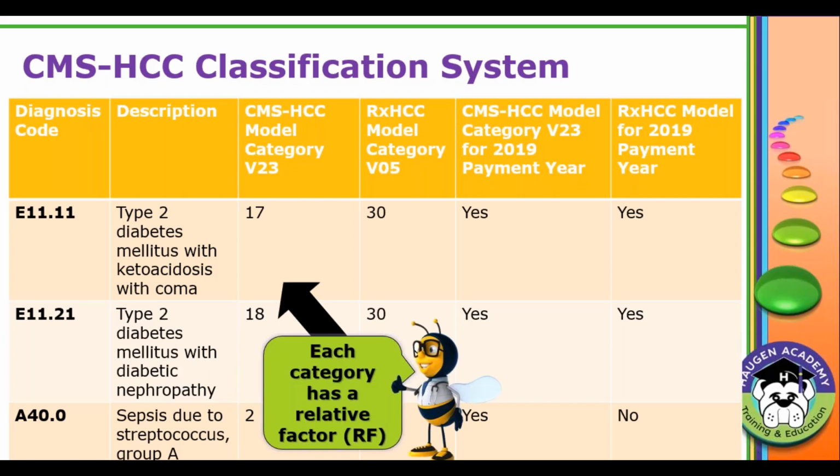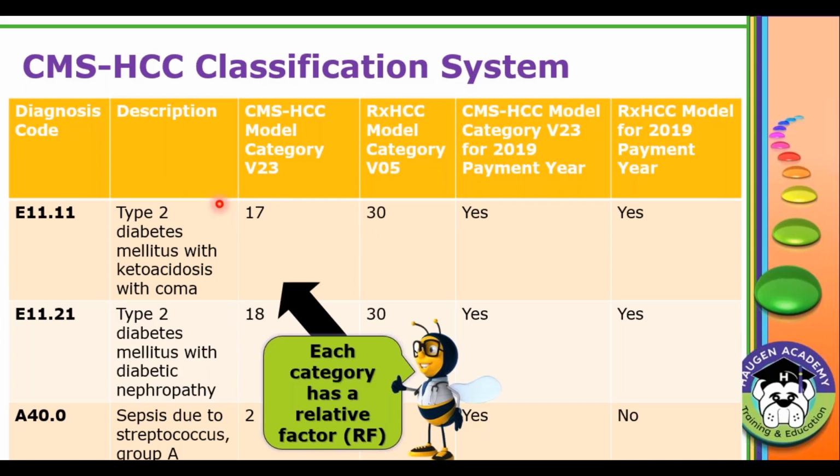Within the table, you'll see the diagnosis code. So you code according to the coding guidelines, you assign this code, and then that tells me that code E11.11 maps to HCC 17. You'll notice that code E11.21 maps to HCC 18. So there are a couple of different diabetic HCCs in there. And it tells you what the RxHCC is, again, if the patient has Medicare Part D, and if it's included in the payment model.